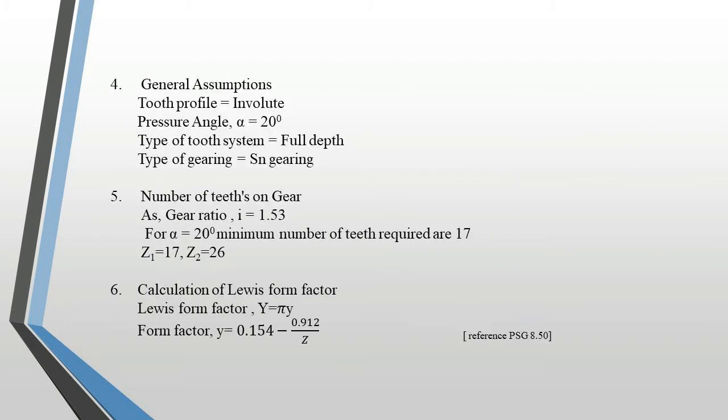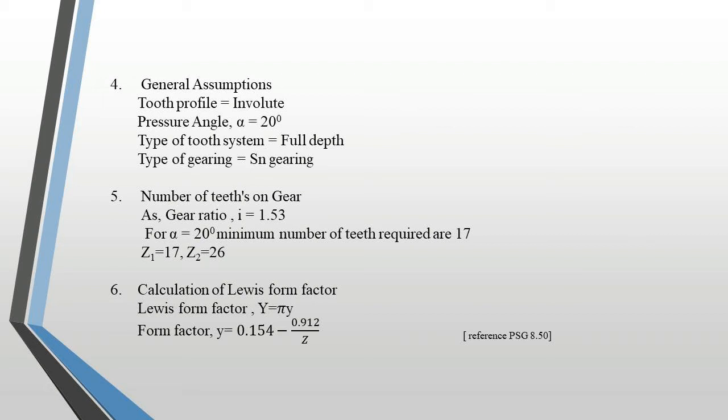For the general assumptions, tooth profile is involute, pressure angle is 20 degrees, type of tooth system is full depth, type of gearing is SN gearing. Now the number of teeth on gear as per gear ratio, that is i equals 1.53. For alpha equals 20 degrees, minimum number of teeth required are 17. So Z1 is equal to 17 and Z2 is equal to 26.